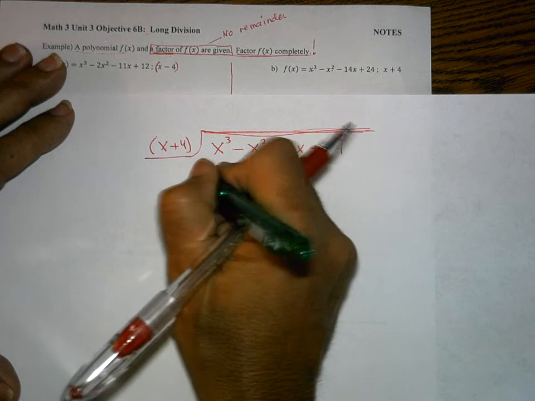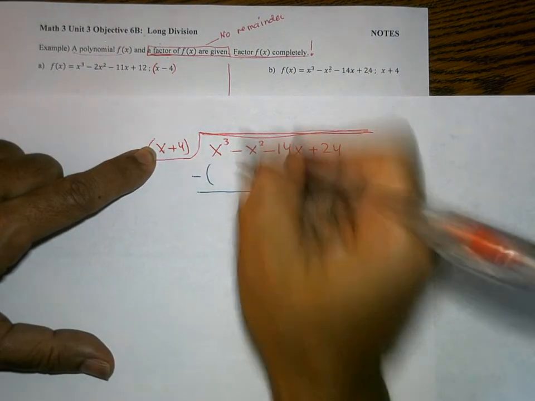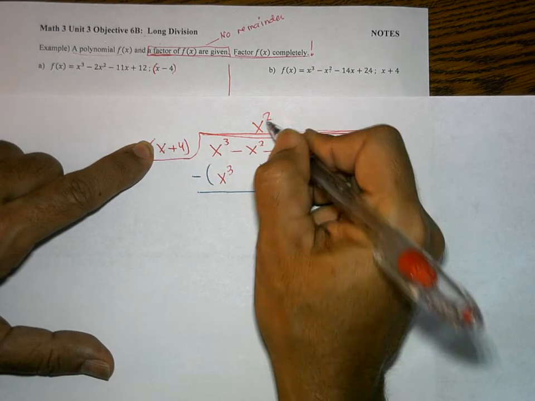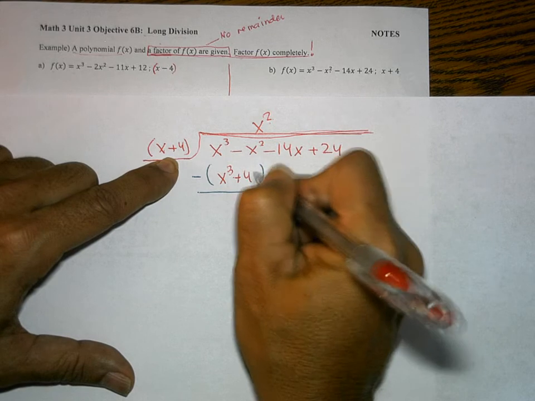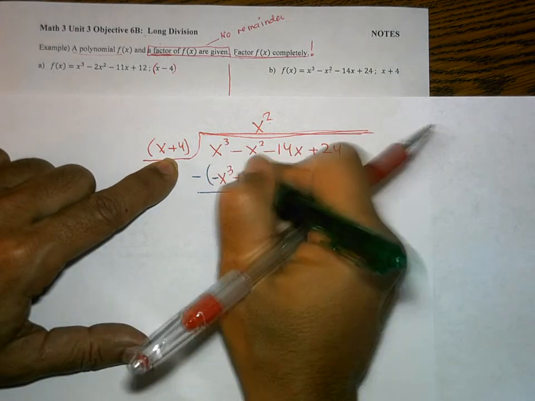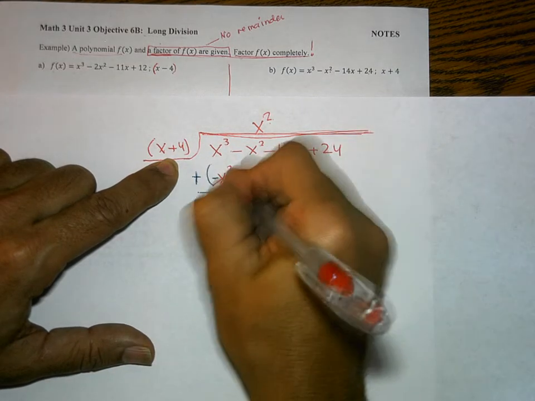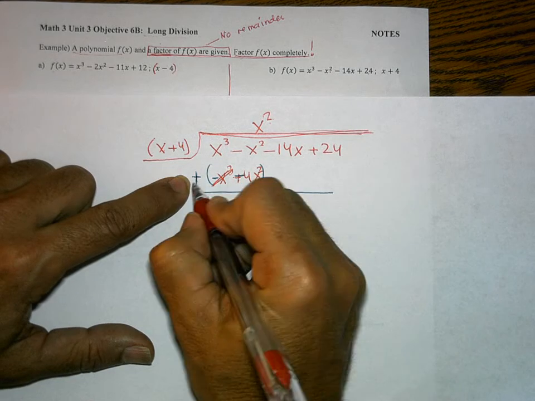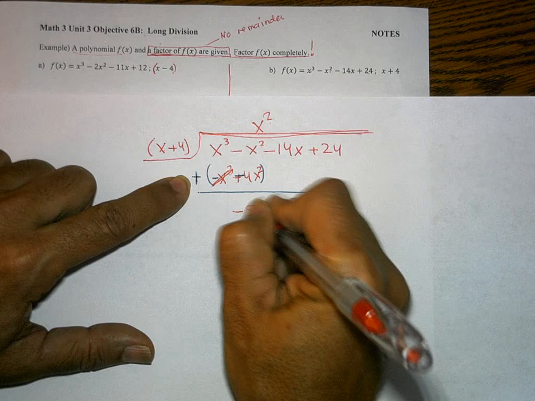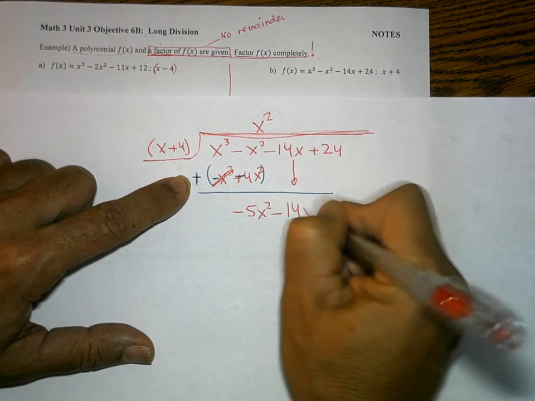Okay, so I'm going to subtract two terms. I'm going to focus on my first. x times x squared: x squared times x gives x cubed. x squared times a 4 is a positive 4x squared. I'm going to distribute my negative. This is going to become negative, and this is going to become negative. So I'm adding two negatives. x cubed plus a negative x cubed is 0. Negative x squared plus a negative 4x squared, that's negative 5x squared. Let's bring down negative 14x.